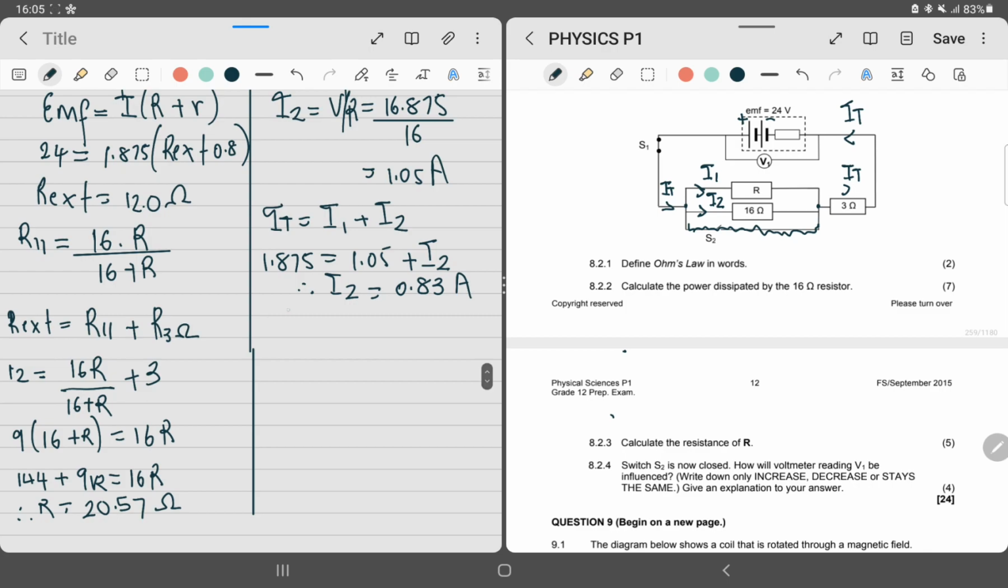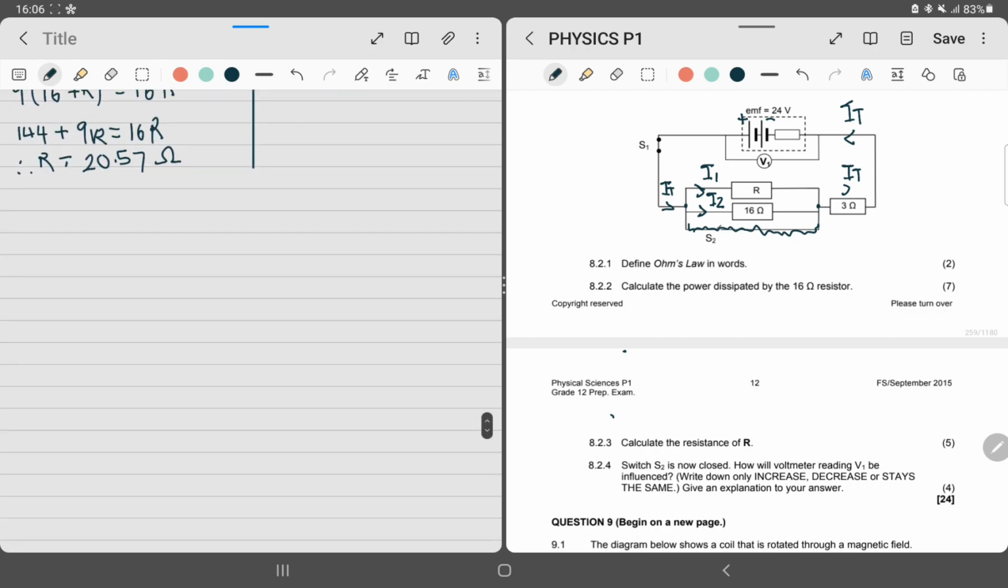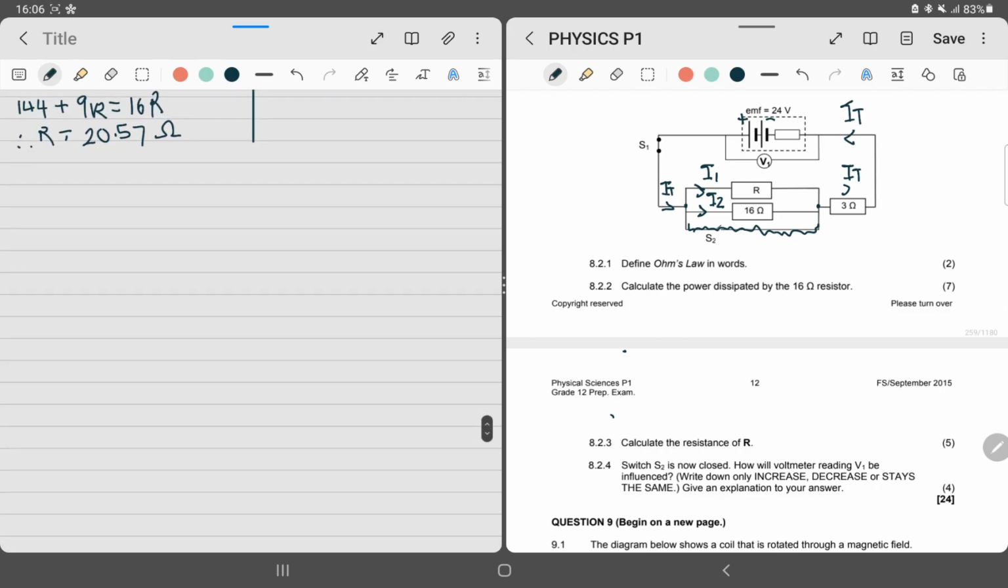And then now we can calculate the resistance. The voltage is 16.875, and then the current is 0.83. 16.875 divided by 0.83, 20.33 ohms. So they're pretty much the same. So our working must be correct.